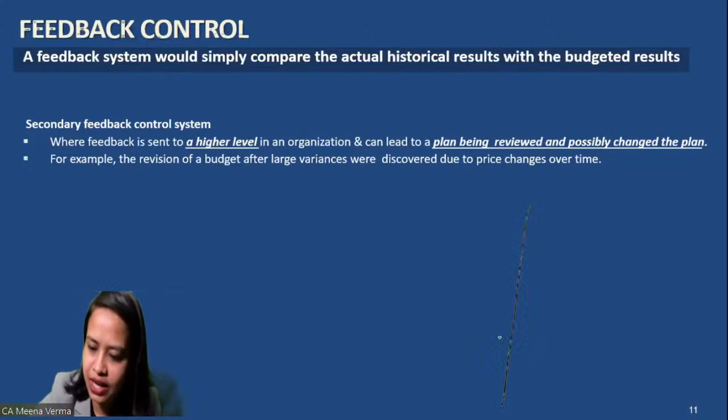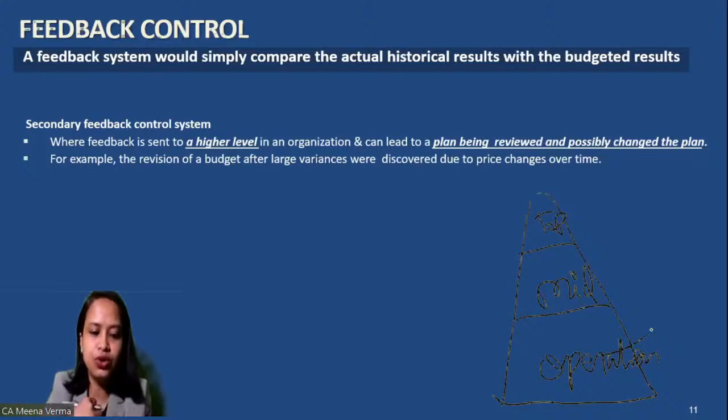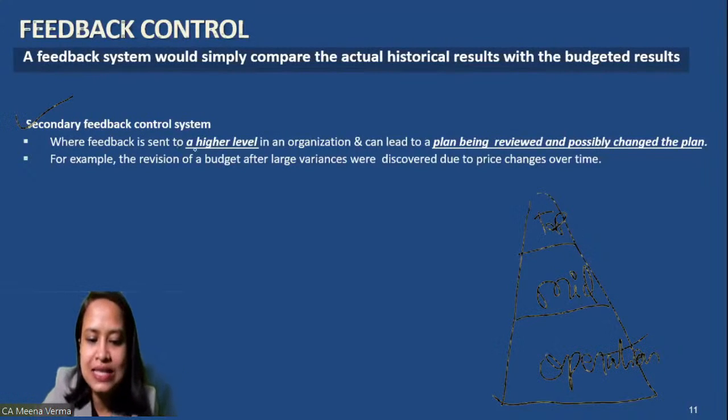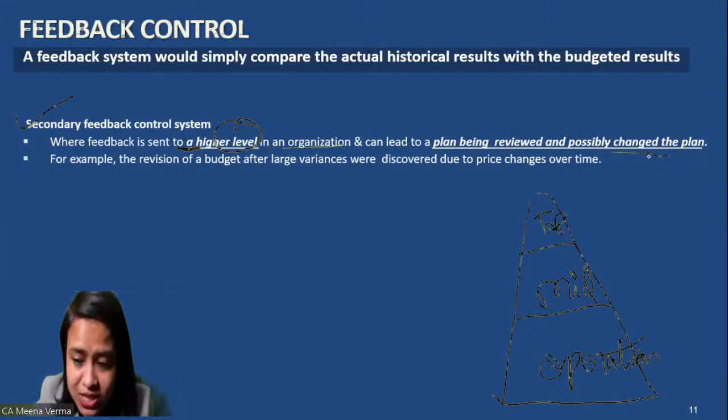Now let us again consider the hierarchy. We have the top level management at this place, the mid level management at this place, and the operational level management at this place. So what is the secondary feedback control system? It is where feedback is sent to a higher level in an organization and can lead to the plan being reviewed and possibly changed.